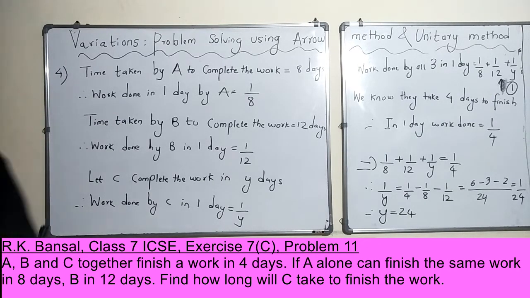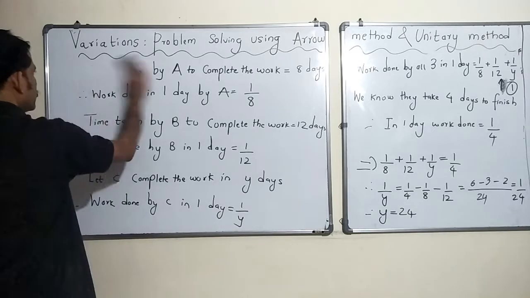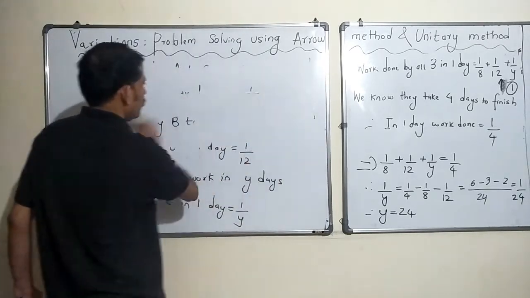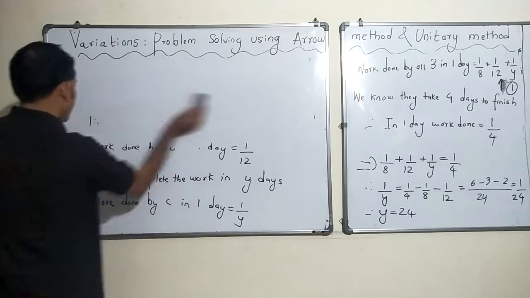Okay, children, let's move on to our next problem. It's again related to work done. Okay, so this would be the 5th problem we solve. We'll use the arrow method.